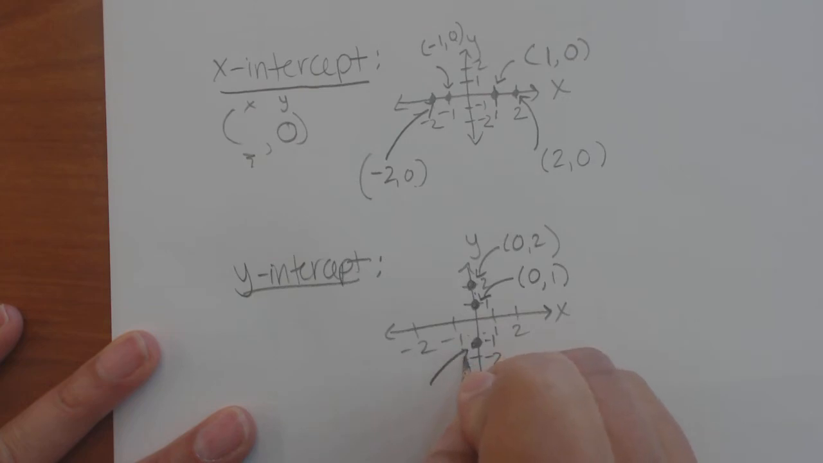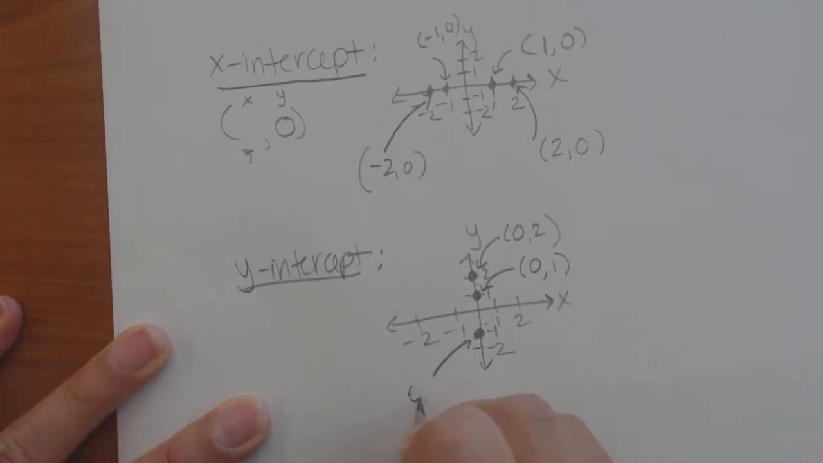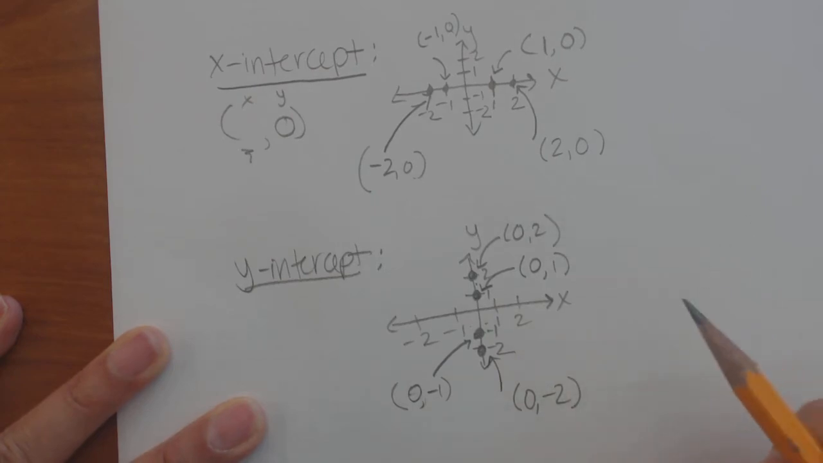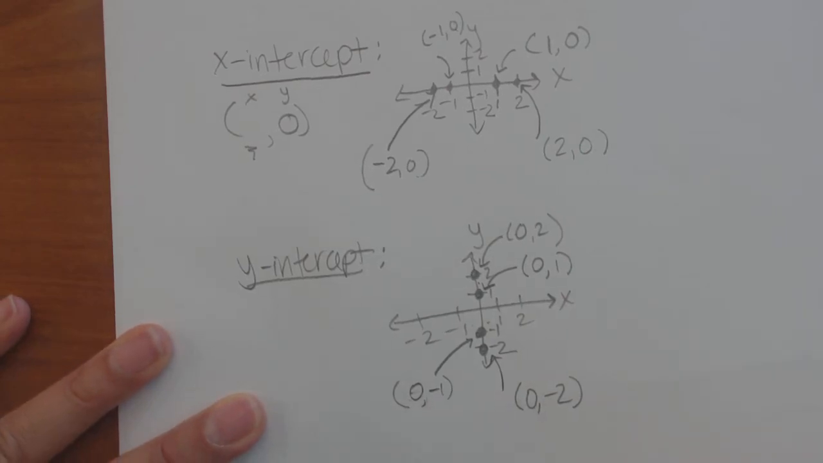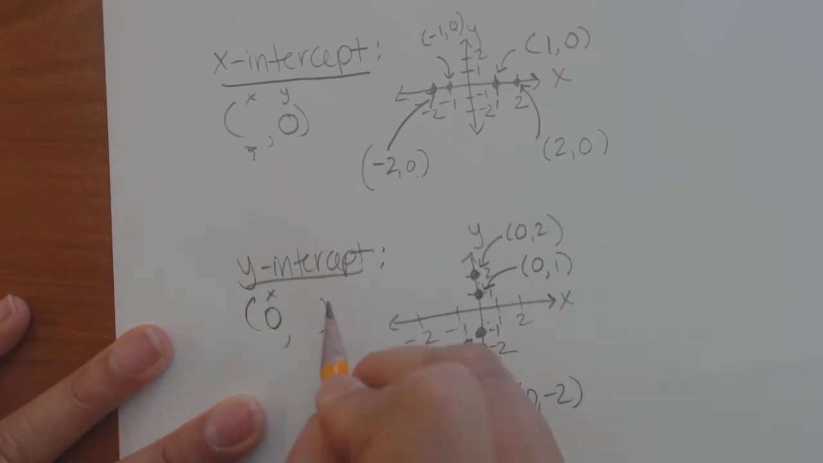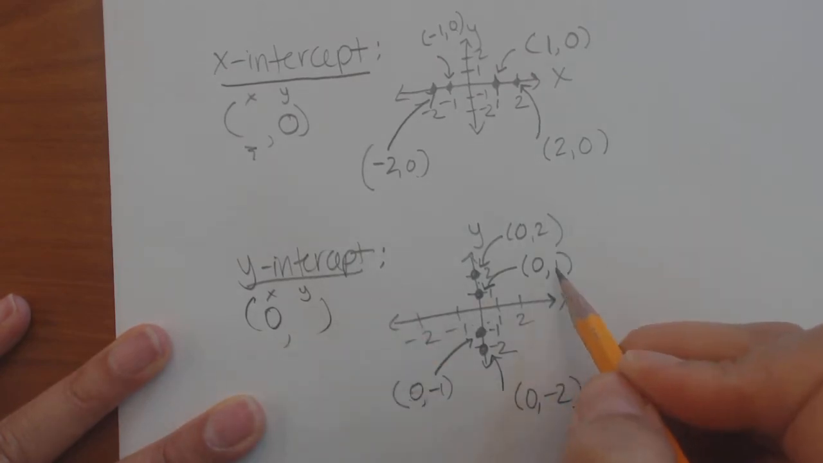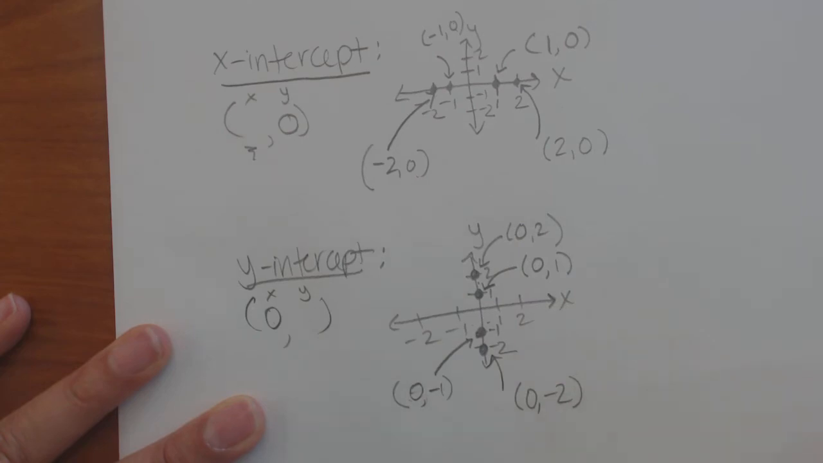If we had a y-intercept down here, it would be (0, -1). And if we had a y-intercept here, it would be (0, -2). So what do you notice about all of these? 0 as the x. So we have 0 where our x value would be, so that's always going to be x. And then y will be another number. Again, it could be 0, because we could have (0, 0). But this one can change: 1, 2, -1, -2.